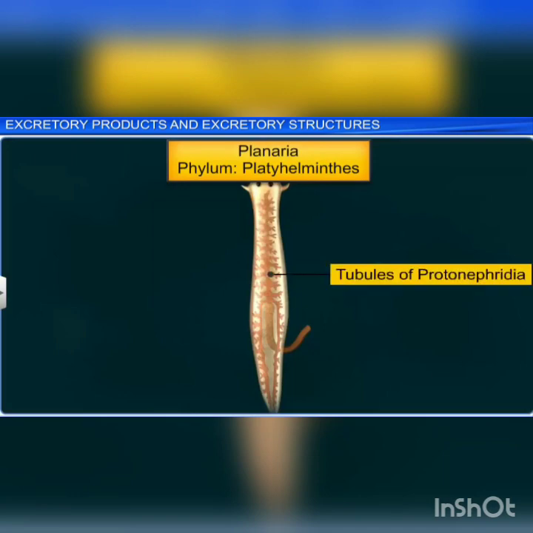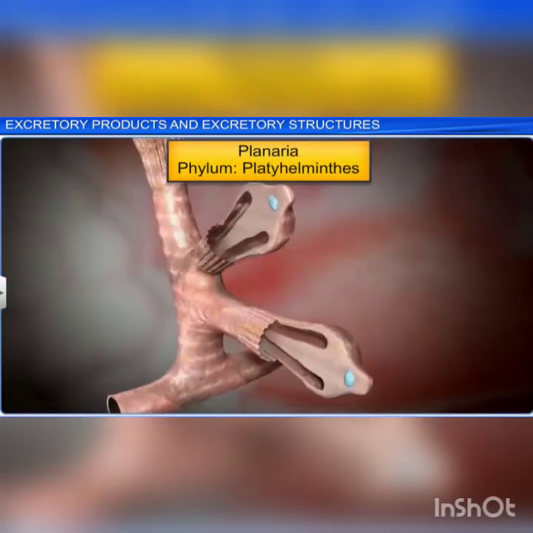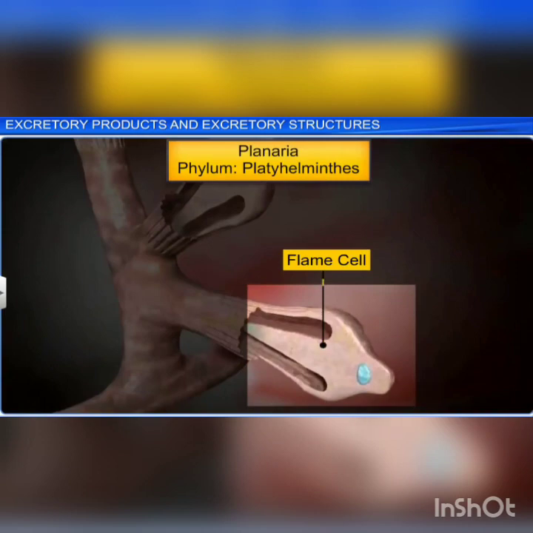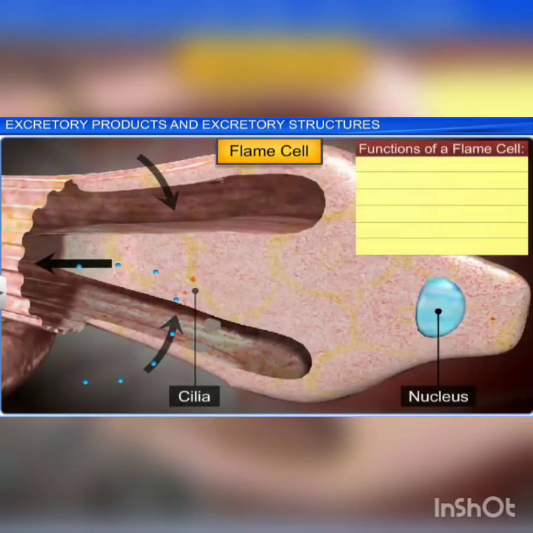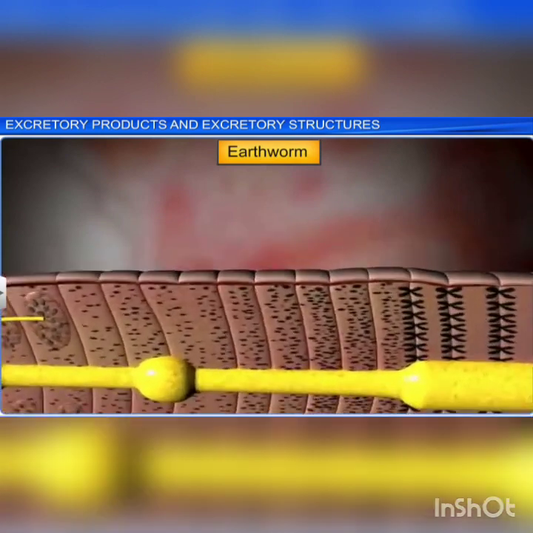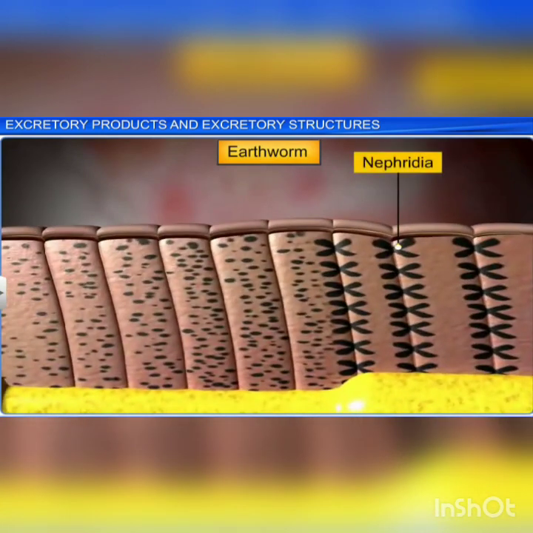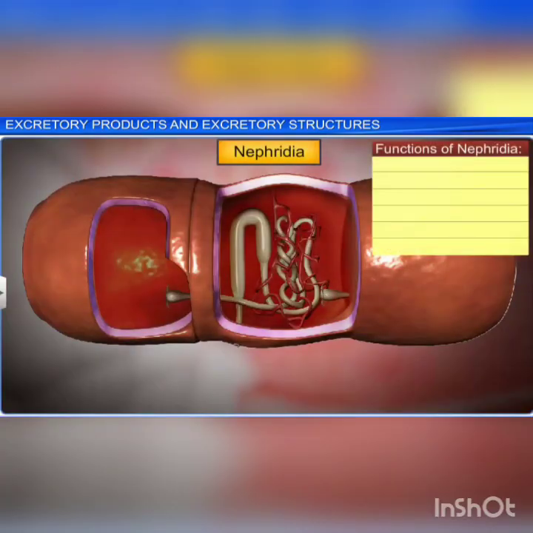Flame cells or protonephridia are the excretory structures in animals like platyhelminthes, rotifers, cephalochordates, and certain annelids. Apart from performing the function of excretion, these cells help in osmoregulation, or the regulation of the fluid volume and ionic balance in the body. Another excretory structure is the nephridia, found in many annelids like the earthworm. Nephridia are tubular structures that help remove nitrogenous waste and maintain the fluid and ionic balance.